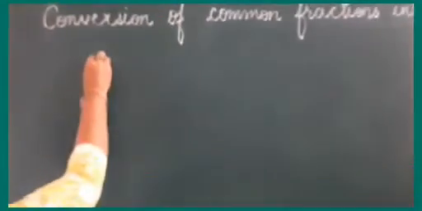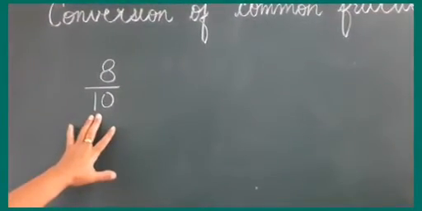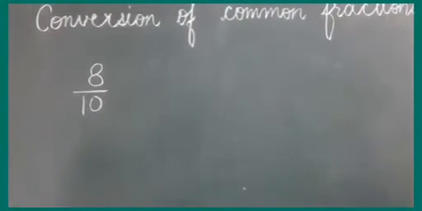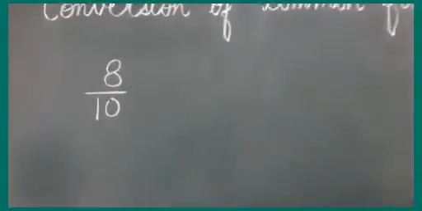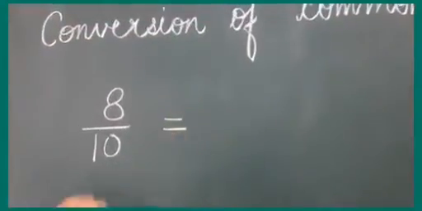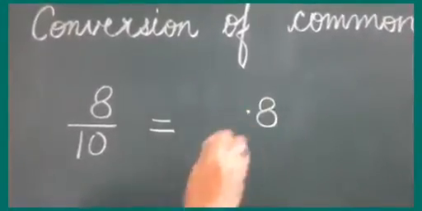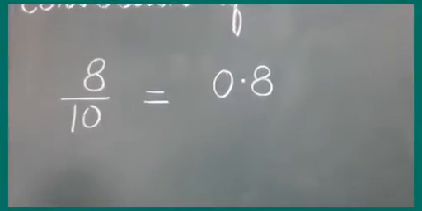So if we have a fraction like 8 by 10, we know that if the denominator is 10, then it is at the tenths place. If the denominator is 100, then it is the hundredths place. If the denominator is 1000, then it is the thousandths place. Now here we have denominator 10. It means the number is at the tenths place. So we will simply count one number from the right, put a point and place a 0 before this. So it will be 0.8.